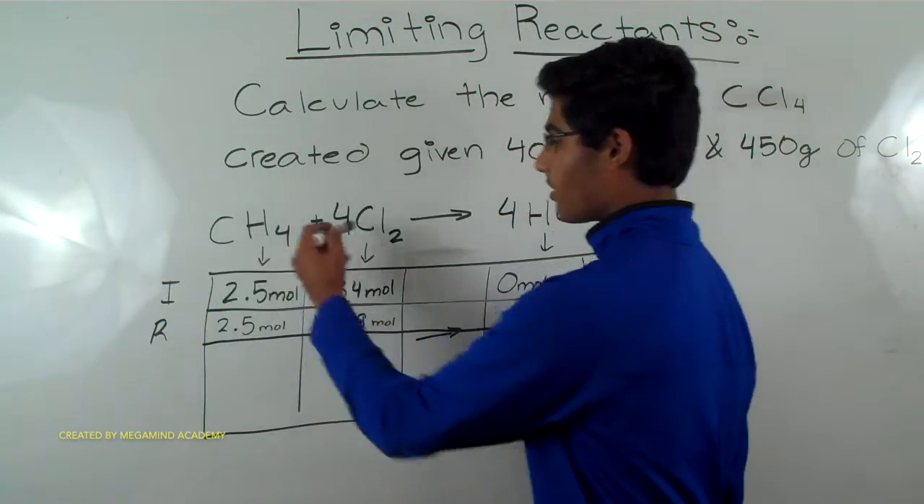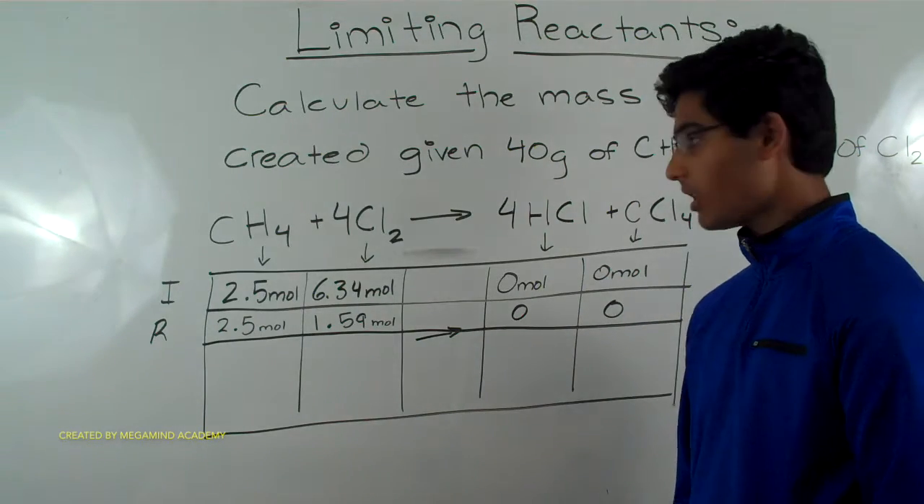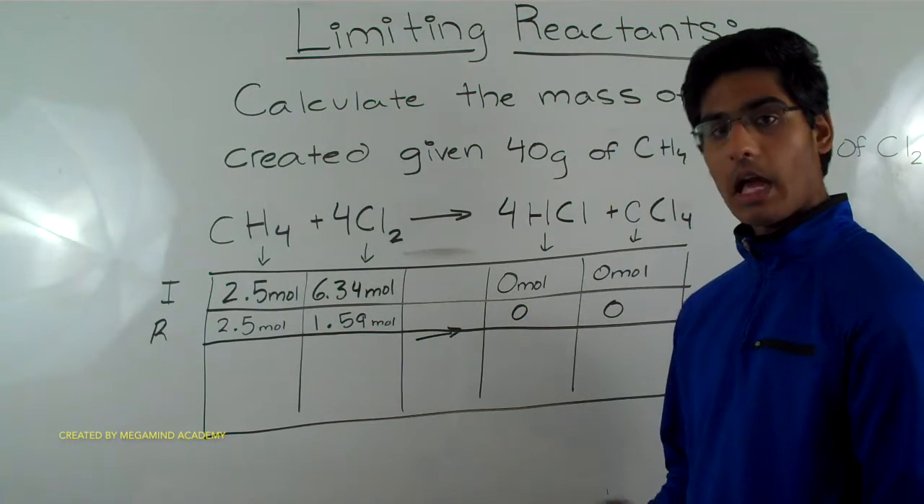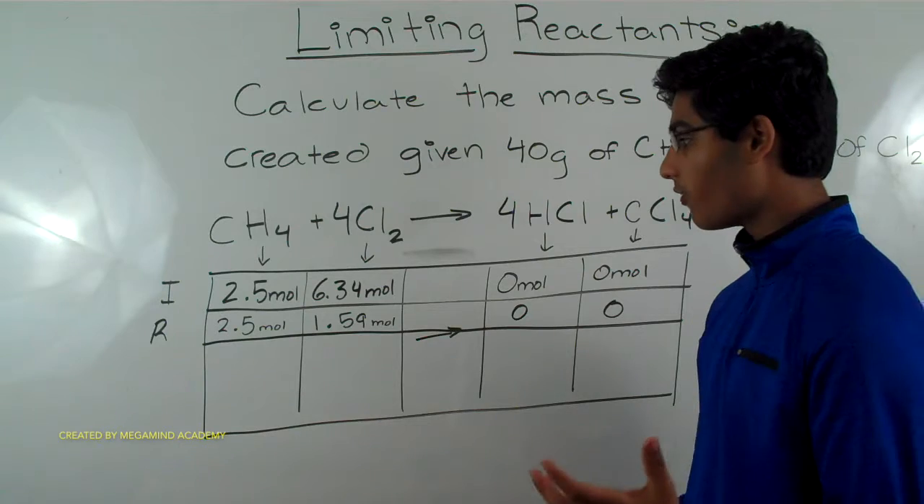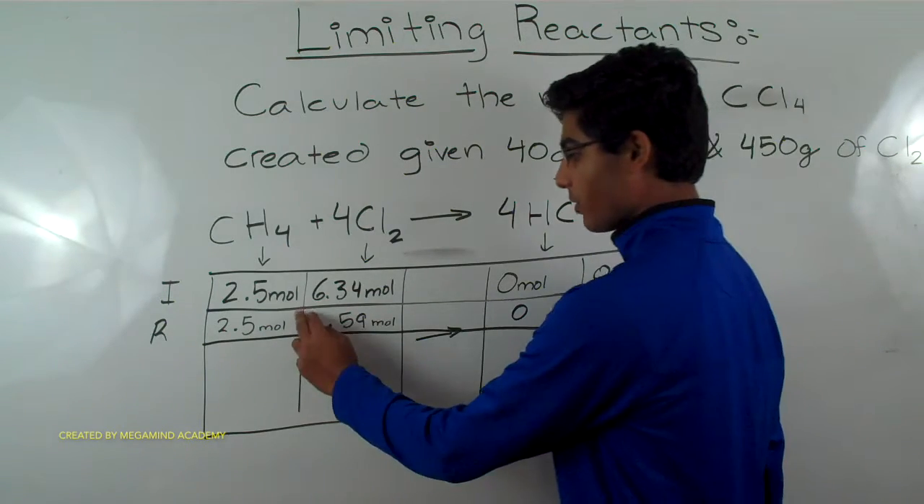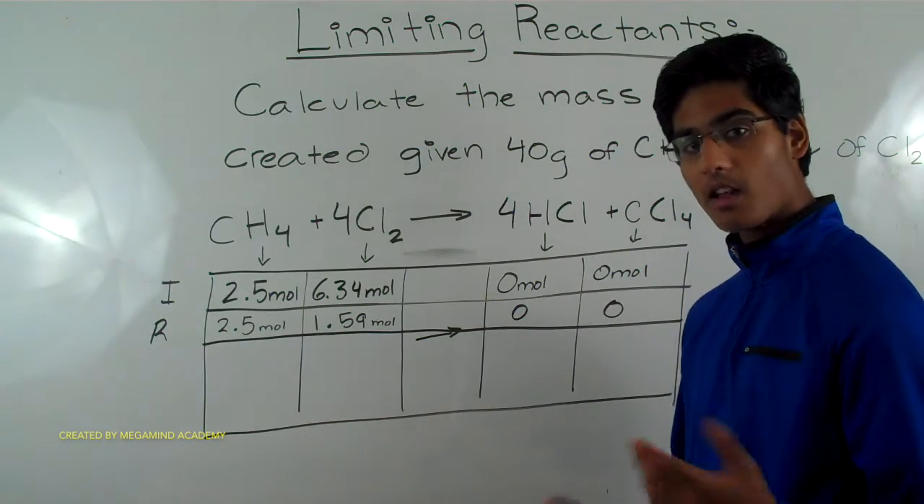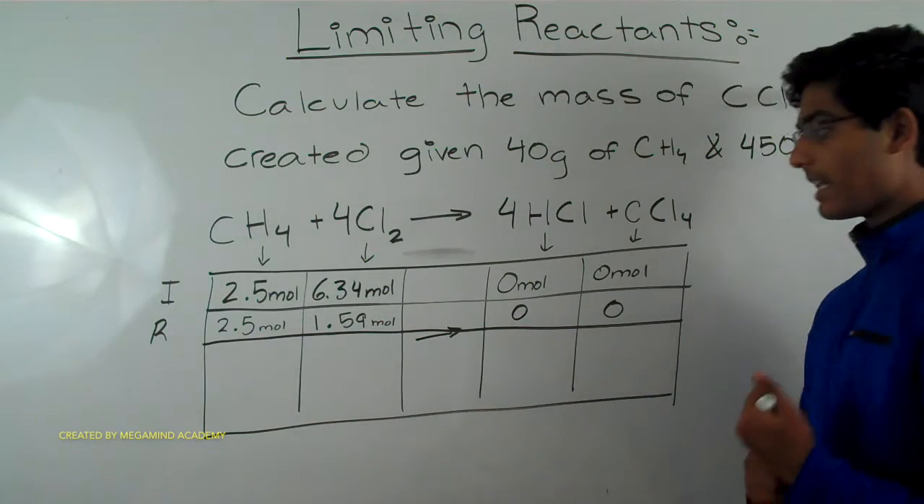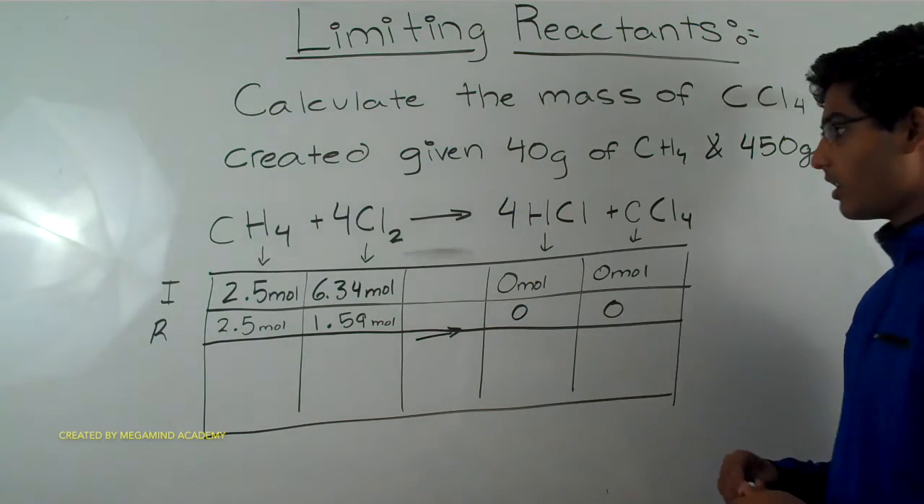So let's say it was 5 to 4. So it gets a little bit more confusing. However, by dividing by the coefficient, you can just see whichever one is the smallest, and whichever one is smaller is the one that is the limiting reagent or reactant.